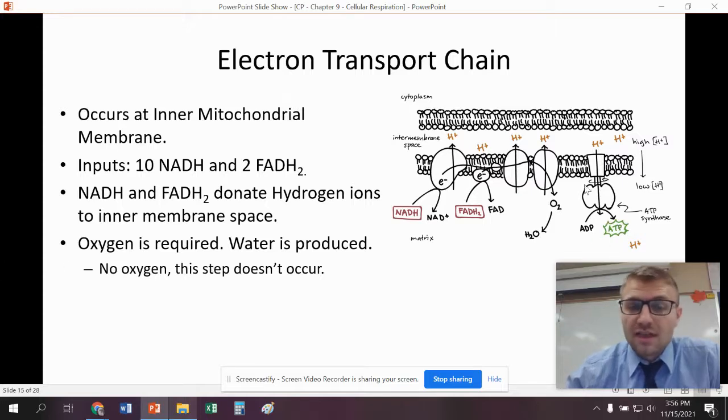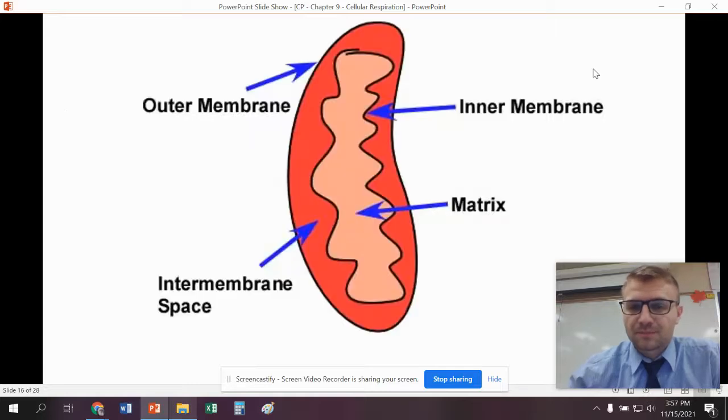Before we get there, though, this process needs oxygen. That's why they call this an aerobic process. What happens is the oxygen is going to be bonded with hydrogen ions and electrons to form water. Without oxygen, nothing else happens here. So this is part of the reason, not the only reason, but part of the reason why when you don't have oxygen, you're going to die, because you don't have that oxygen. This is that final electron acceptor.